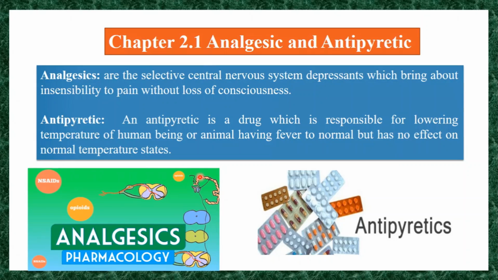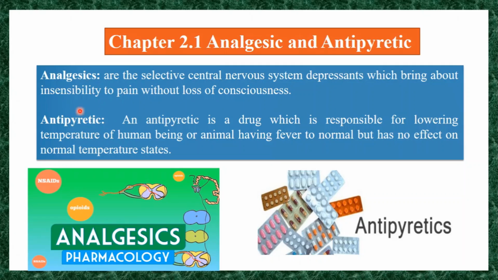Now today I'm going to start this new chapter, that is analgesic and antipyretic drugs. So what is an analgesic drug? Analgesics are selective central nervous system depressants which bring about insensibility to pain without loss of consciousness. That is called an analgesic drug.